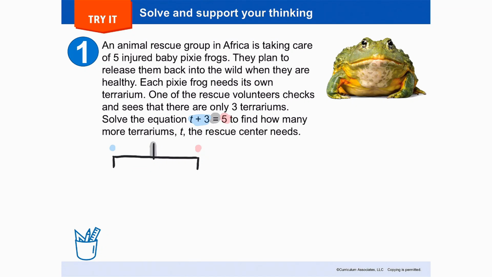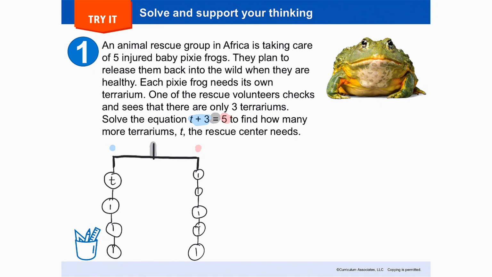Let me do this first. I actually need to make this a little bit smaller. Okay, so we'll do t, 1, 2, 3. Okay, so it's t plus 3. Then on the other side, we just have 1, 2, 3, 4, 5. Sorry, my hanger is a little scary looking.